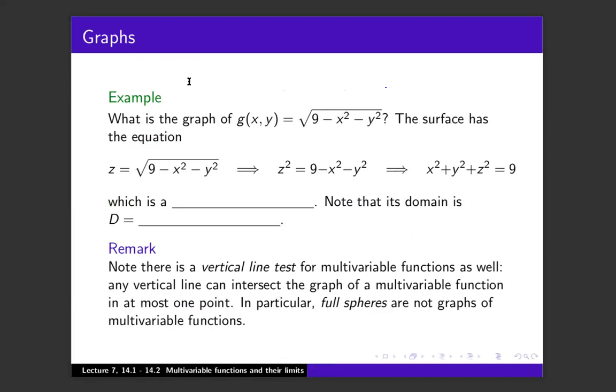Well, again, you can look at the surface, and the corresponding surface has the equation z equals root 9 minus x squared minus y squared. Squaring both sides, of course, gives you z squared equals 9 minus x squared minus y squared, and you move those over, and you get x squared plus y squared plus z squared equals 9. Now, that's a surface we're all familiar with. But there's a trick here, that there's something we have to be a little bit careful about.